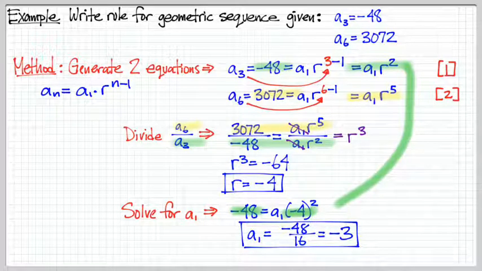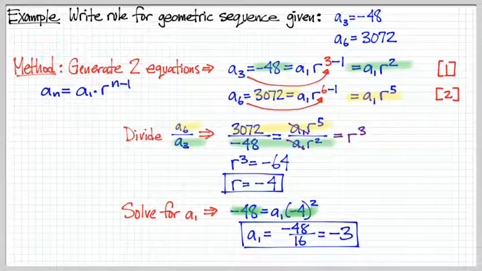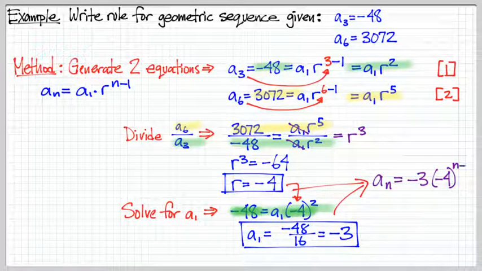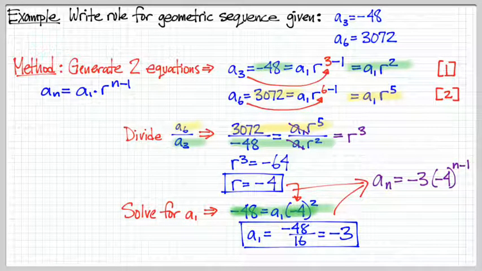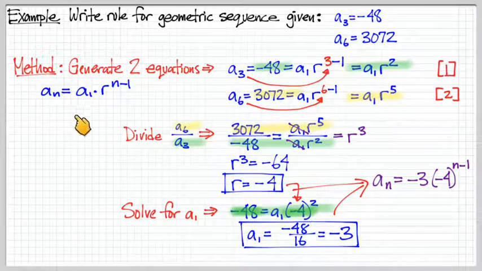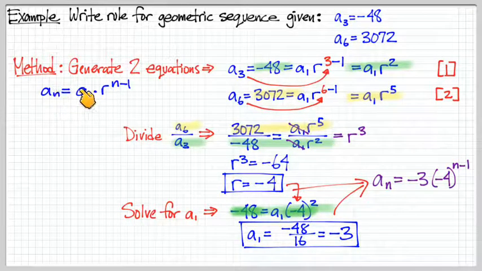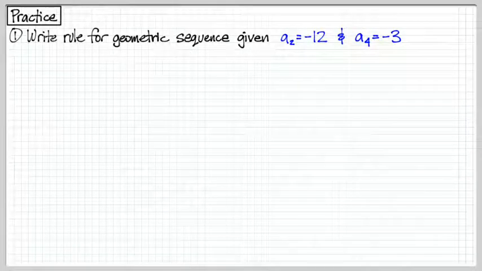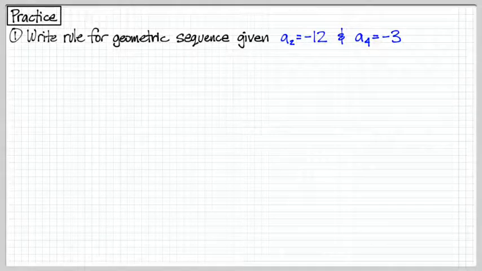And now that we have all that information, we can combine that all together into our general equation. Again, using this as the form, we just plug in the values that we just discovered. Okay, so you can practice on this next problem, and that's the lesson for today.